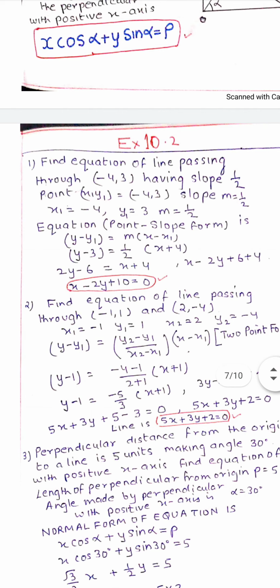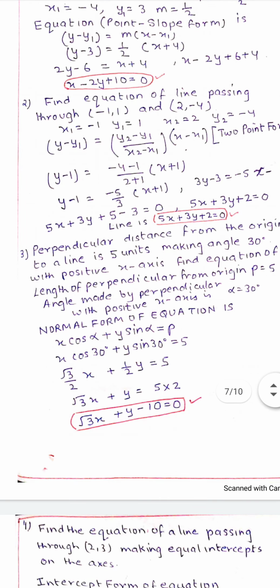Find the equation of line passing through (minus 4, 3) having slope half. Point is (x1, y1) equal to (minus 4, 3), slope m is equal to half. X1 is minus 4, y1 is 3, m is half. Equation in point slope form is y minus y1 is equal to m(x minus x1). In place of y1 we put 3, in place of x1 we put minus 4. We get the equation y minus 3 is equal to half (x plus 4), 2y minus 6 is equal to x plus 4, and x minus 2y plus 10 equal to 0.